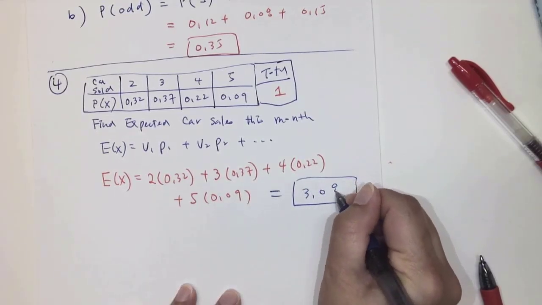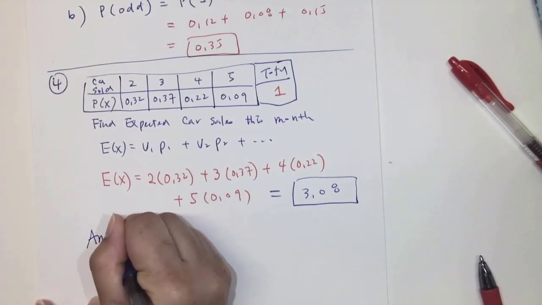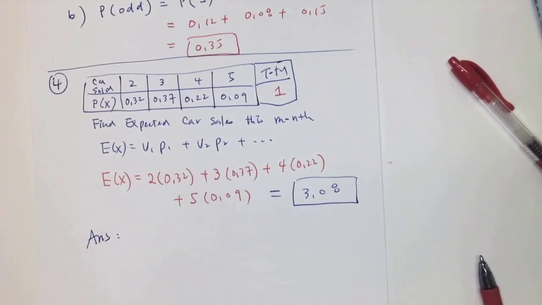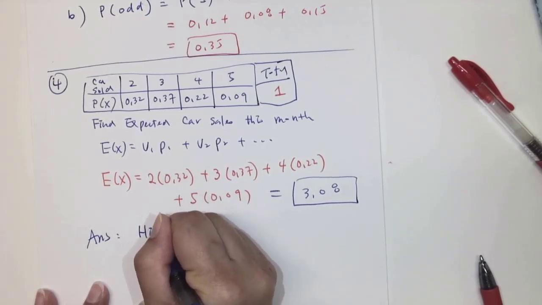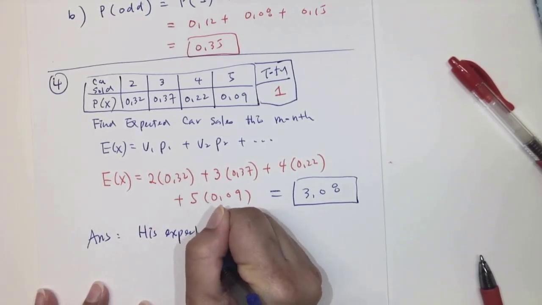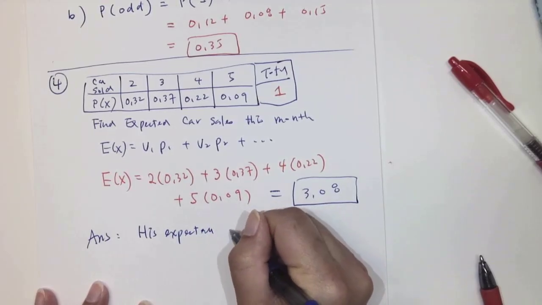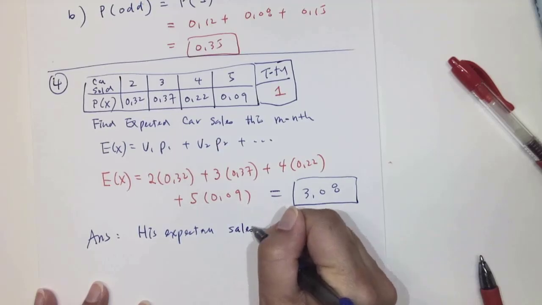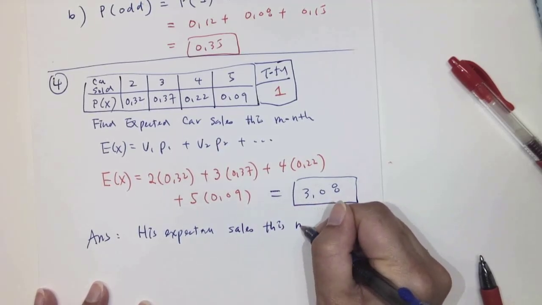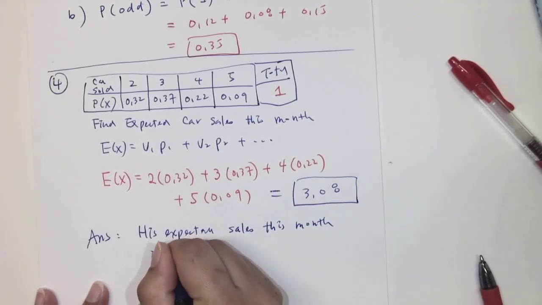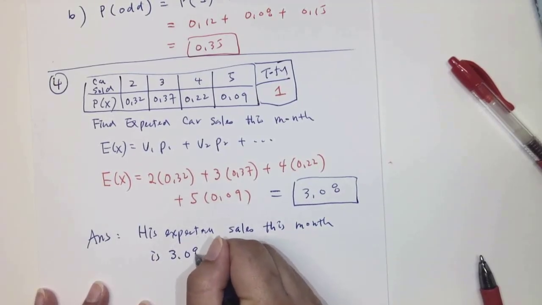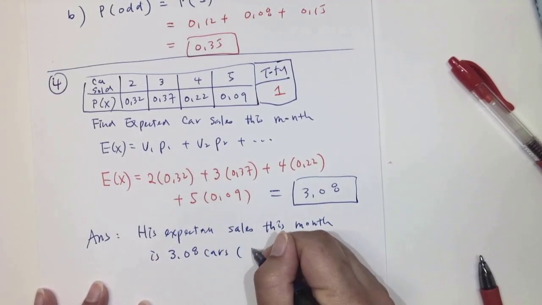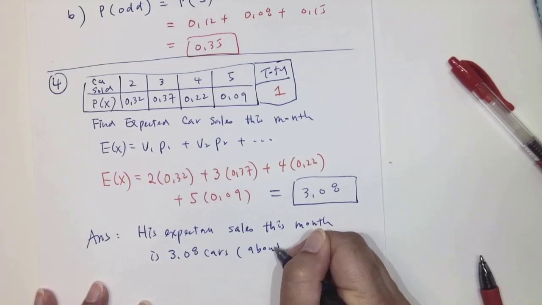$3.08, okay. What does that mean? They say, why an answer statement? Sales this month: 8 cars, so we can say about 3 cars.